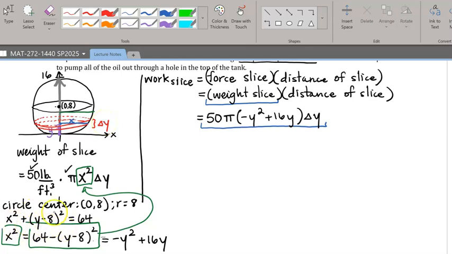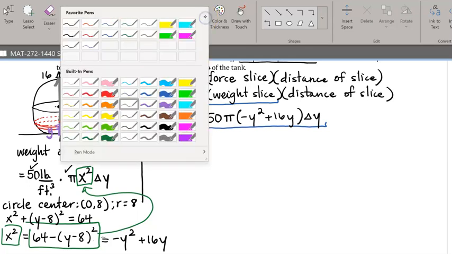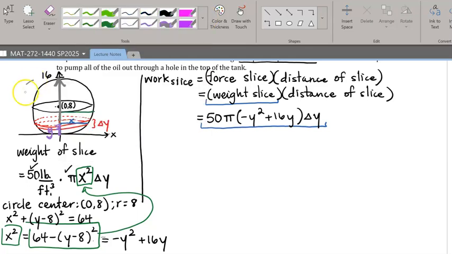x squared plus (y minus 8) squared is equal to 64. So if the slice is y units off of the x-axis, and it's 16 all the way at the top of the sphere, then that gray distance that the slice is actually traveling is simply 16 minus y. So for the distance of the slice, we have 16 minus y. Now, all of this is just the work for one slice. We're going to need to integrate over all of the slices. First, I'll just do some algebra to simplify what we have in here.